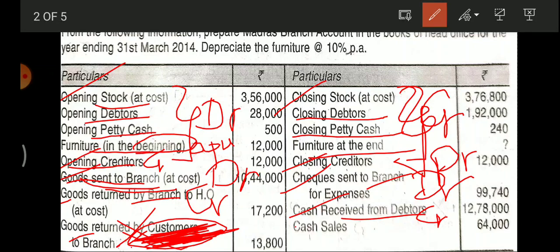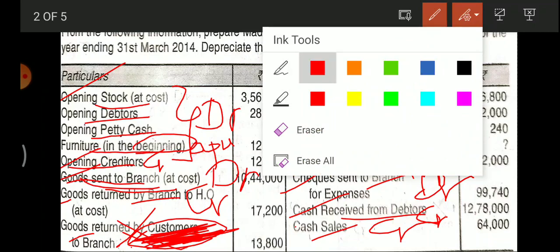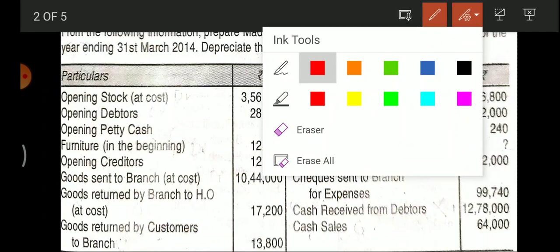So here we have two, which is nothing but the realization of debtors, so you have to mention it on the credit side of the branch account. Cash sales will also go on the credit side. So friends, we have completed this question here. Now let's do the solution. Let me erase it and let's start.